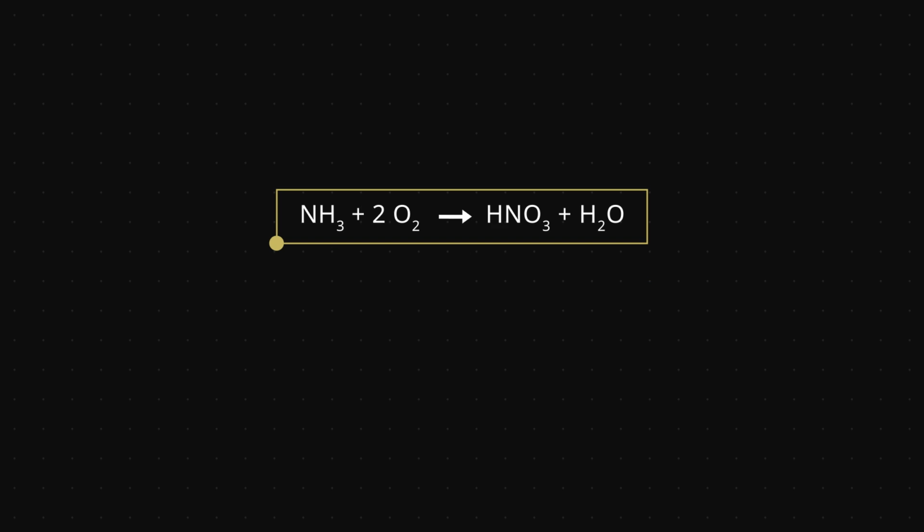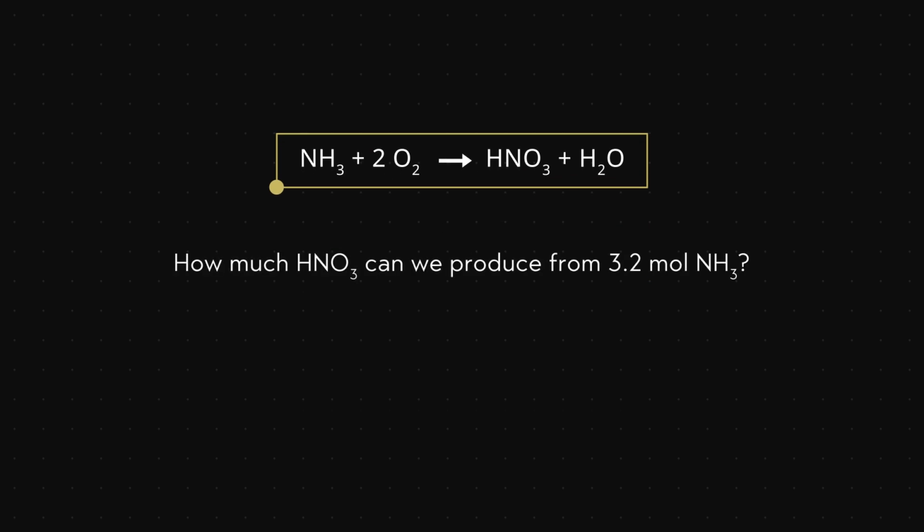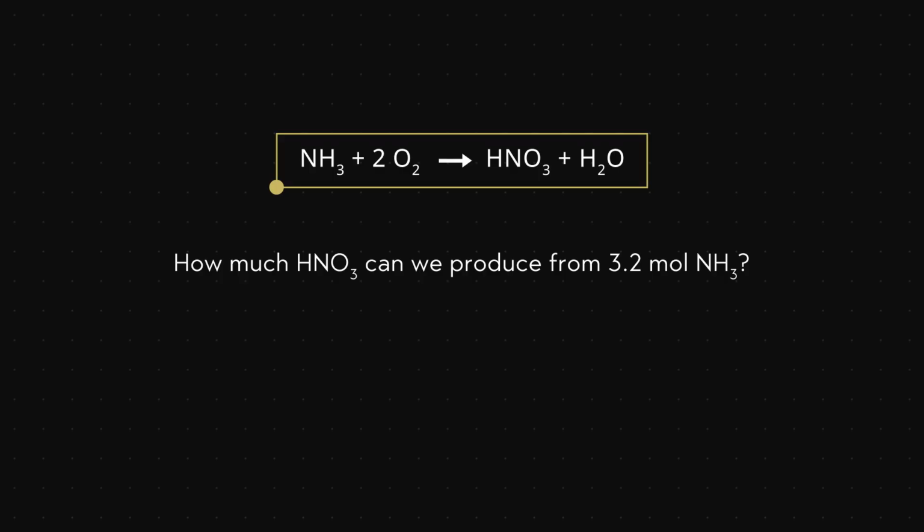Now, let's consider how much nitric acid we could produce from the ammonia. We can convert moles of ammonia reacted to moles of nitric acid produced using the stoichiometric ratio given in the chemical reaction. That is, 1 mole of ammonia produces 1 mole of nitric acid, so 3.2 moles of ammonia will produce 3.2 moles of nitric acid.